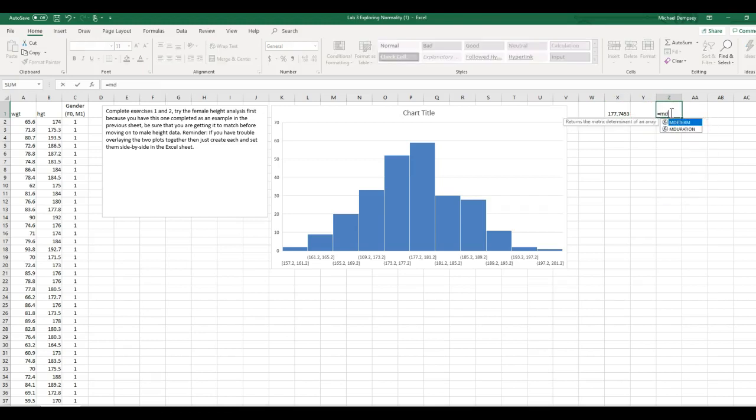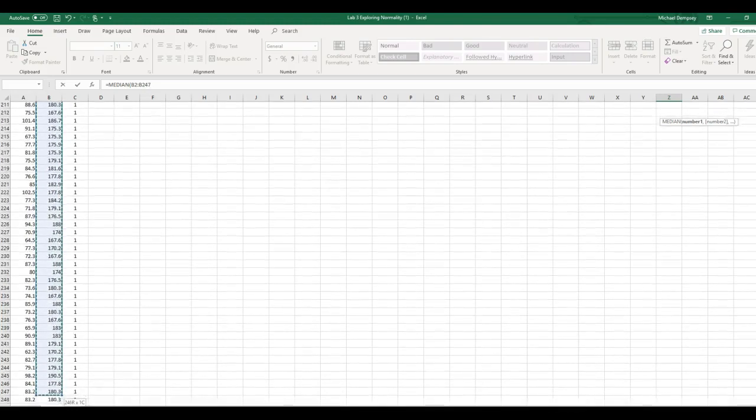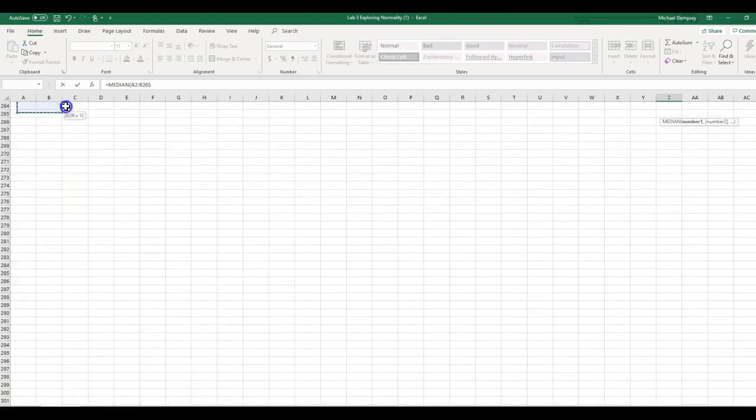Just for the heck of it, let's see if I can get a median over here. Yep. So if I want to do a median for those same numbers, grab them. I'm just scrolling down quickly.